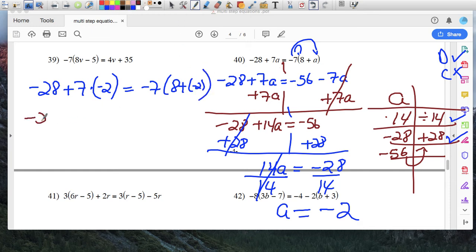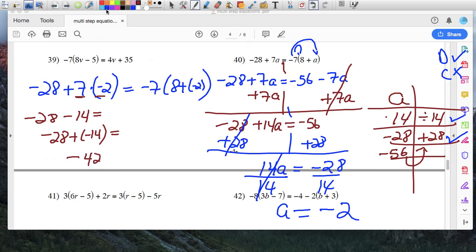So over here I have negative 28. And then it's a positive times a negative, which gives me negative, and 7 times 2 is 14. Let me just take care of this. Negative 28 and negative 14, you can rewrite it as this if you like. And negative 28 plus negative 14 is negative 42.